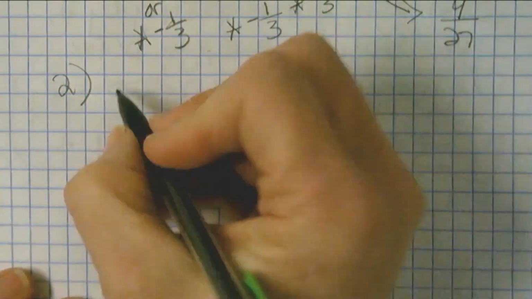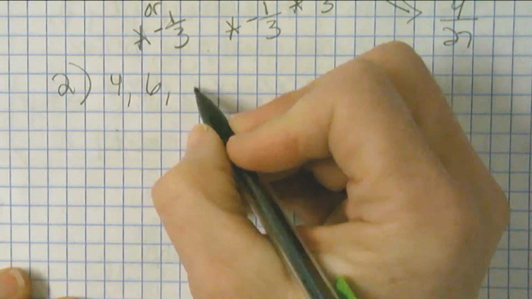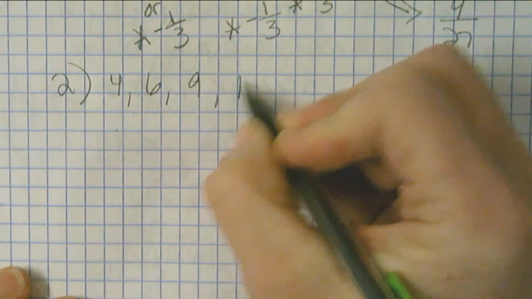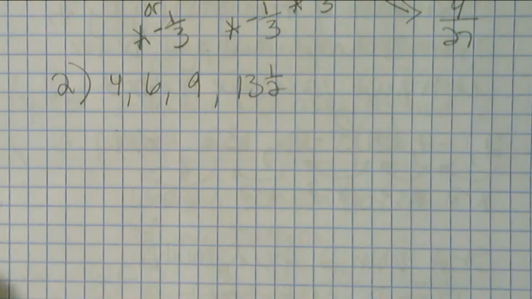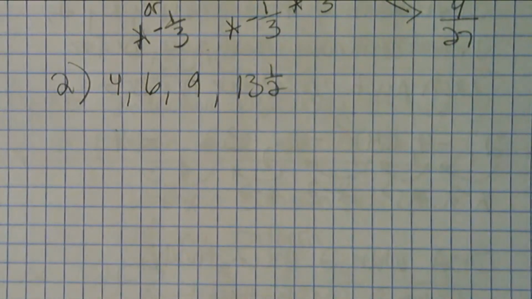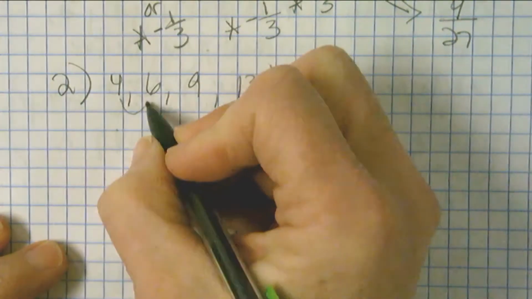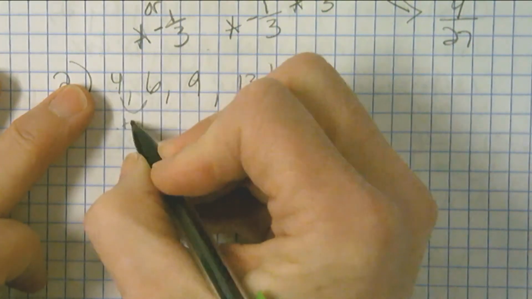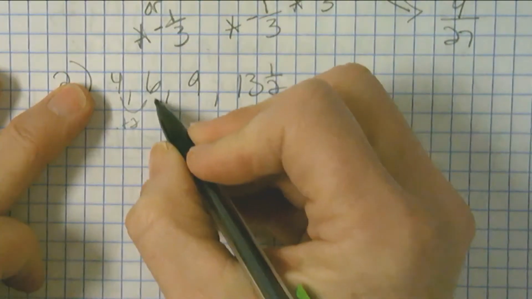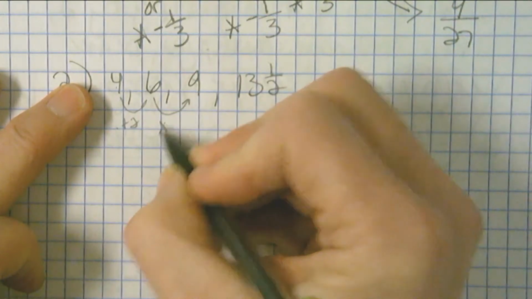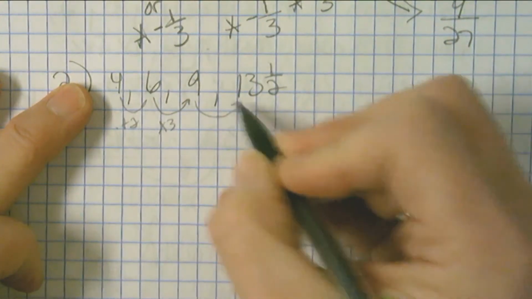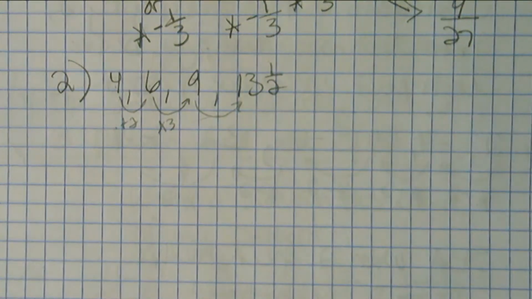Number 2. All right, number 2 said I have 4, 6, 9. That 13 halves kind of throws me off, doesn't it? If I add 2 to 4, I get 6. If I add 3 to 6, I get 9. The problem is it's not working on the other one. How many of you guys agree with that?